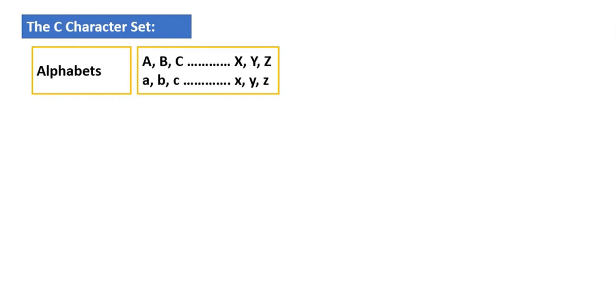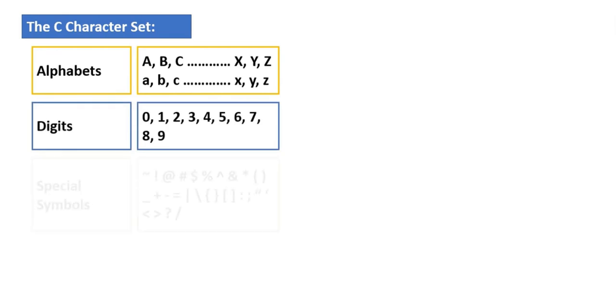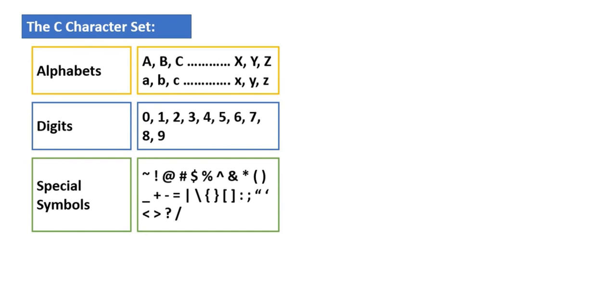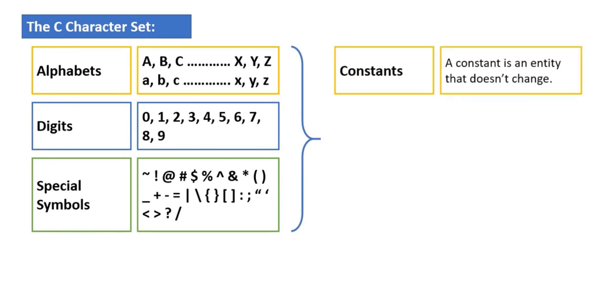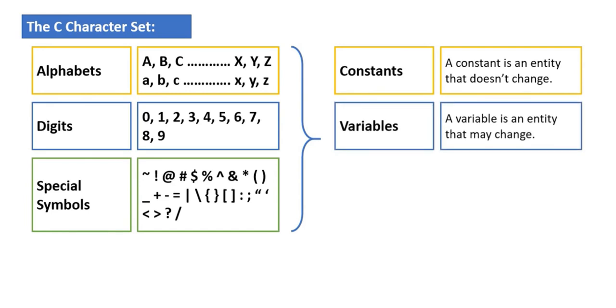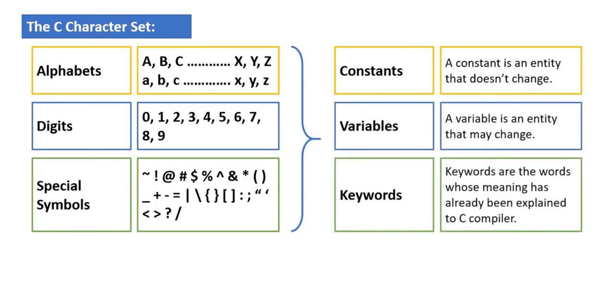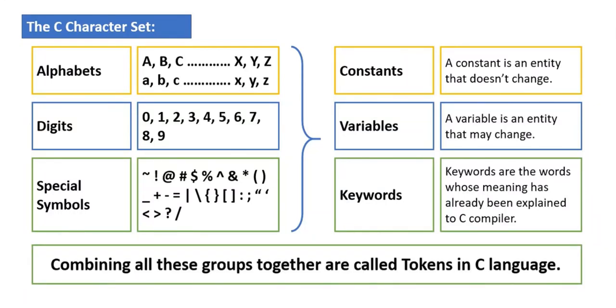Now let's talk about the C character set. A character denotes any alphabet, digit, or special symbol used to represent information. The alphabets used in C language are the same as those used in English, that is from A to Z, both capital and small letters. Digits, that is from 0 to 9, and special symbols that are available on our keyboard. Now these are combined to form constants, an entity that does not change; variables, an entity that may change; and finally keywords, which are the words whose meaning has already been explained to the C compiler. Combining all these groups together are called tokens in C language.